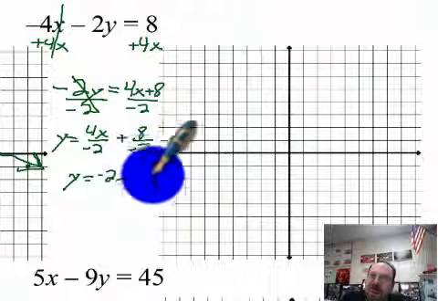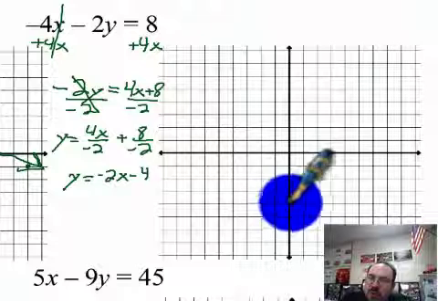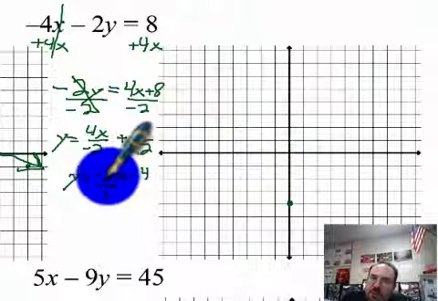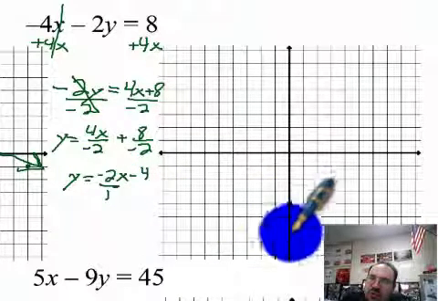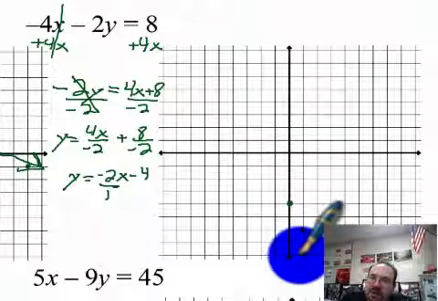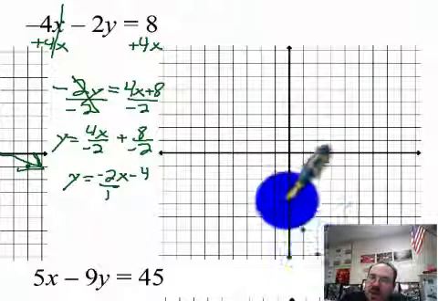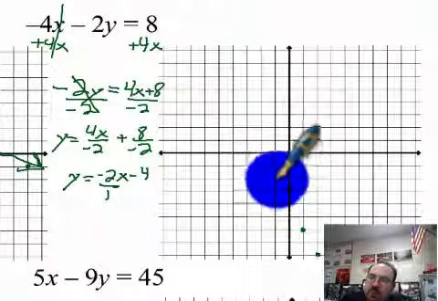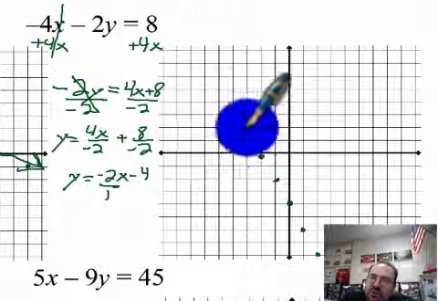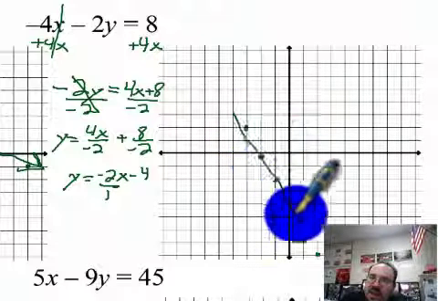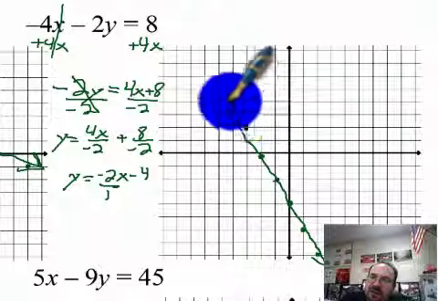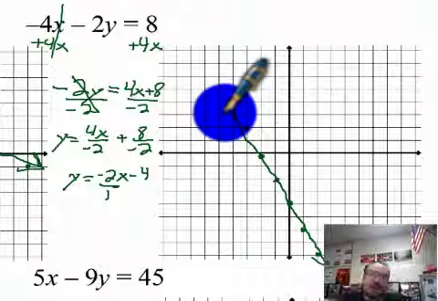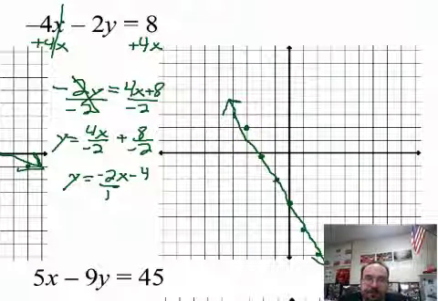So I will start at negative 4, and if I write this over 1, I will know to go down 2, right 1, down 2, right 1, and after I've done a couple in that direction, I can reverse it and go in the other direction a little bit, and then connect the dots. And that's all there is to it. Okay, let's do one more.